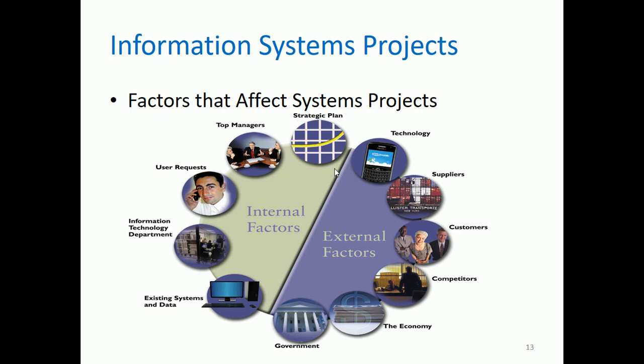And the next are factors that affect systems projects. We have 2 types: the internal and external factors. So let's start with internal factors. These are factors that are related to the inside operations. So let's start with the strategic plan. Is your IS project aligned to the strategic plan? If it is aligned, you're 100% sure that it will move forward.